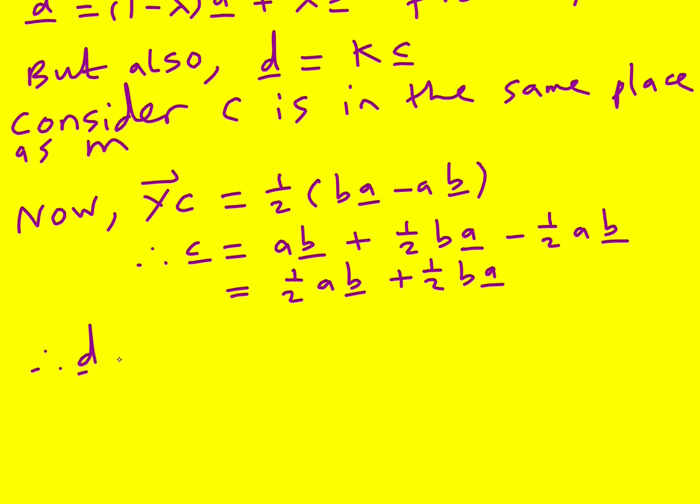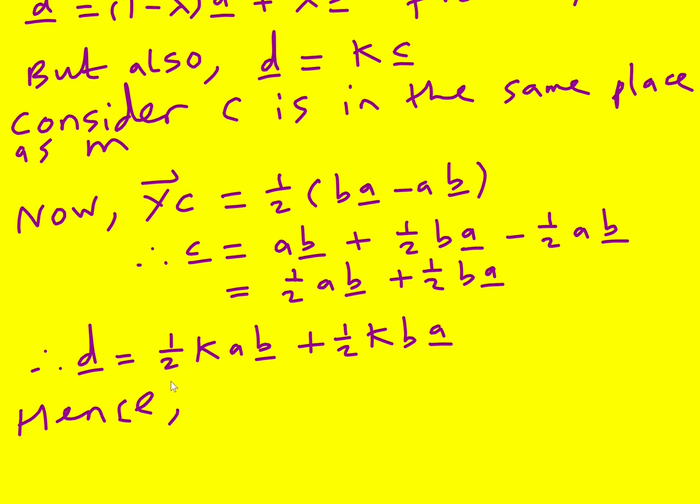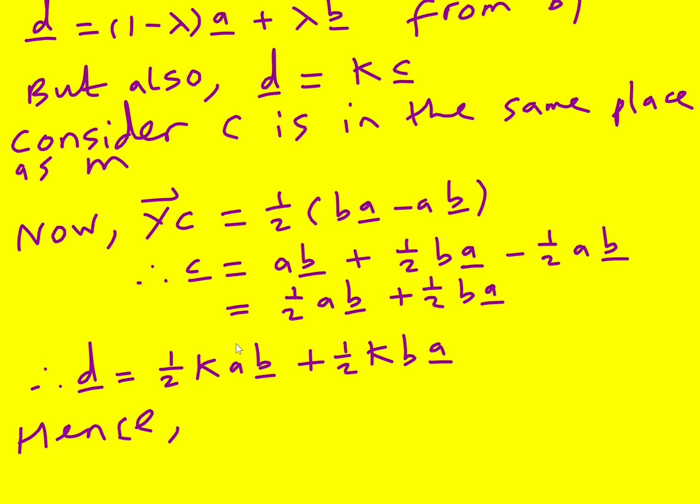And therefore D is going to be K times that, a half K AB plus a half K BA. Hence, we can take what we had up here and set it equal to this other value of D that we've got from the fact that it lies along C.